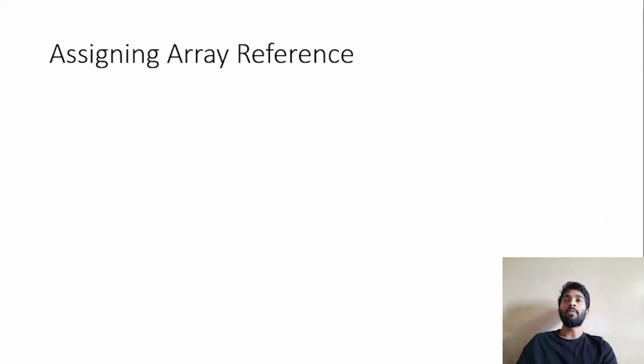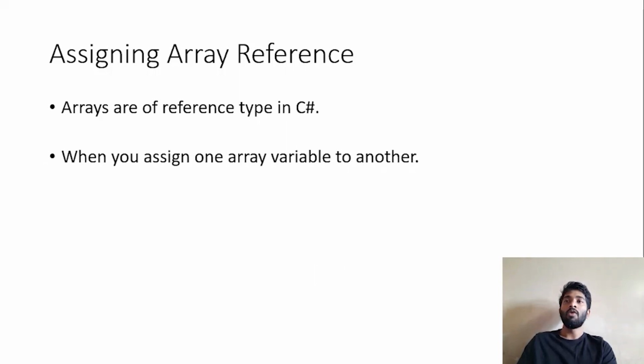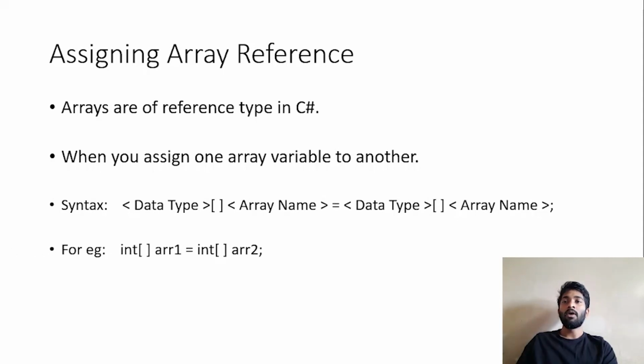Now we come to our main topic, which is assigning array reference. The first thing we need to know is arrays are of reference type in C#. So a question will arise in your mind: how do we assign a reference of an array to another? It is simple. We just need to assign one array variable to another array variable. You can have a look at the syntax for better understanding of it.